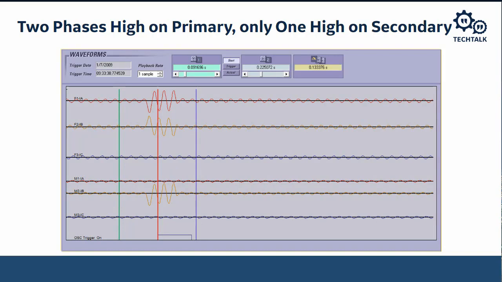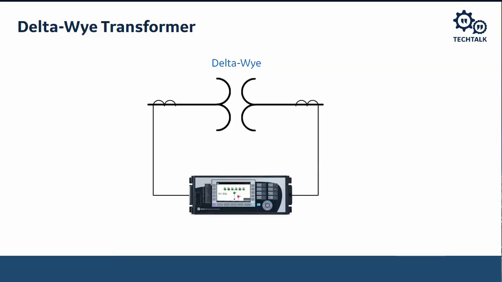And then we look at the currents below, we see a lot of current on the orange type current, which is down below, which is, again, the B phase current on the low side of the transformer. So we're seeing two phases high on the primary, one phase high on the secondary. So let's take a look at the transformer and let's see why we would probably be seeing this.